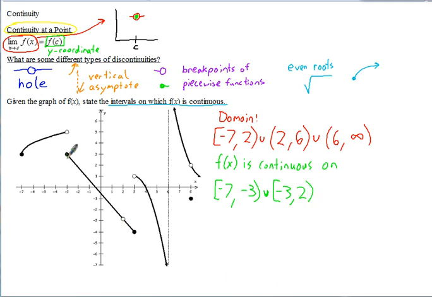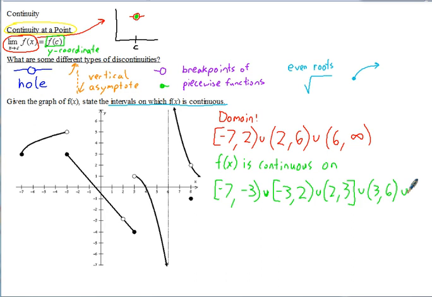So that covers the interval from there to there. And then it resumes right after 2 with a parenthesis, open circle. And then it stops at 3 with a bracket, closed circle. And then union. Then it starts at 3 with an open circle, so parenthesis. And then it goes to the vertical asymptote at 6 with a parenthesis.